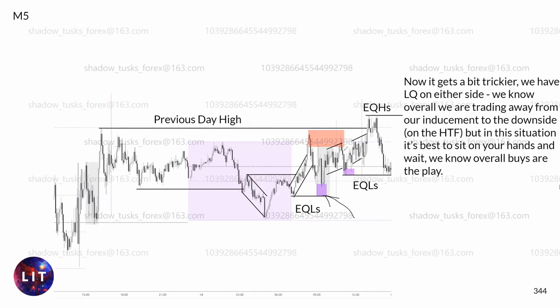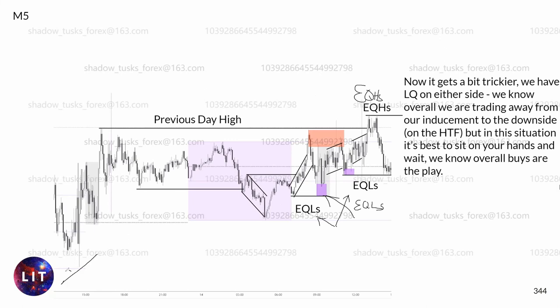This is where it gets quite tricky. So now we have liquidity built on either side. We've got equal highs up here and equal lows here and here. So what should we do? Well, we know that overall we are trading away from our higher time frame inducement.